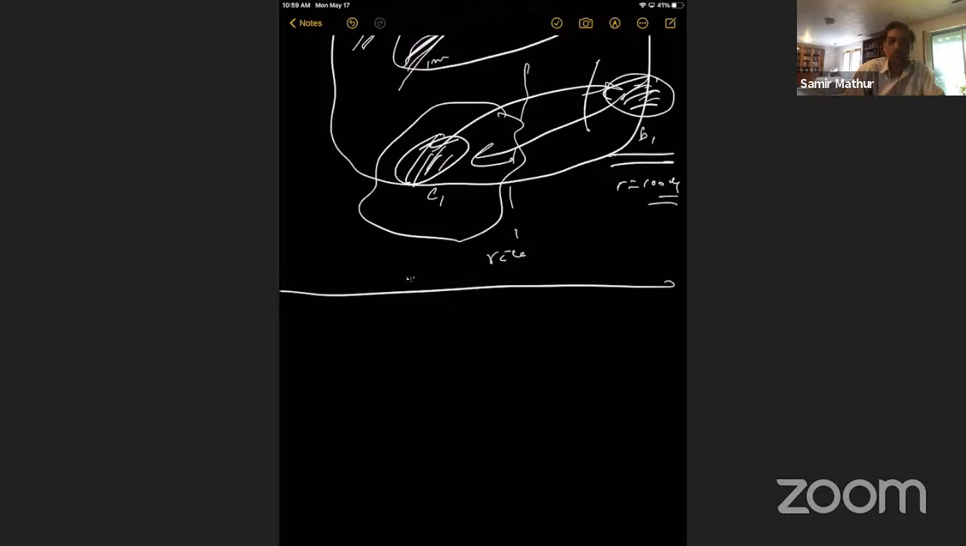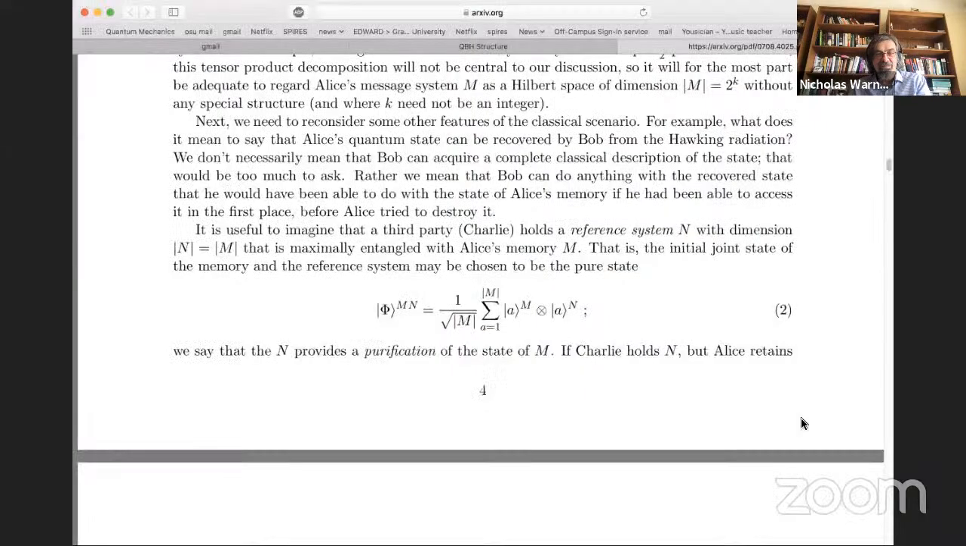So equation 2 is a normal entangled state. Did you want to share the document, Samir? Yes. So let's do that. So let's stop share that. I'll do a new share. Okay, can people see it now?